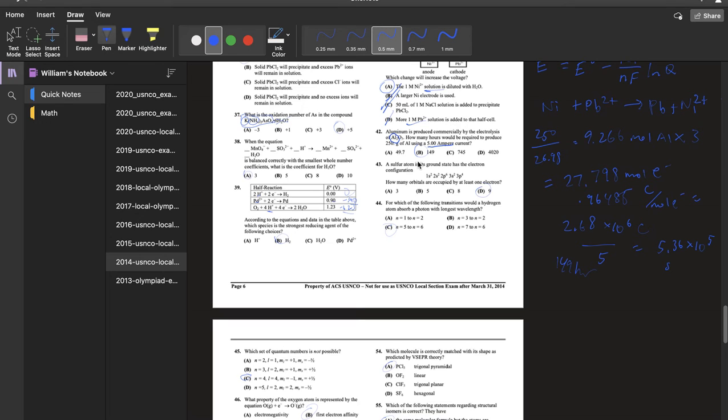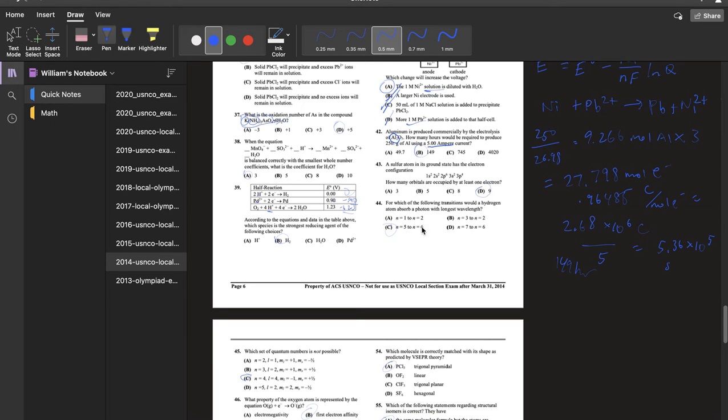44. Which of the following transitions would a hydrogen atom absorb? Okay, so there's almost always a question like this. It gives energy levels as answer choices, and then it poses some kind of photon question, like emit or absorb a photon. The first thing you have to do is look at whether the transition is from a higher energy level to a lower energy level, or vice versa. From here, we need to absorb a photon. So you need to go up in energy level, because if you absorb a photon, you're gaining energy.